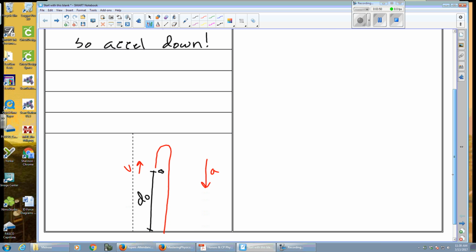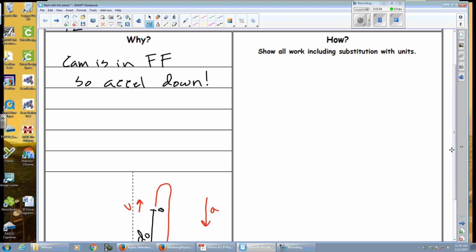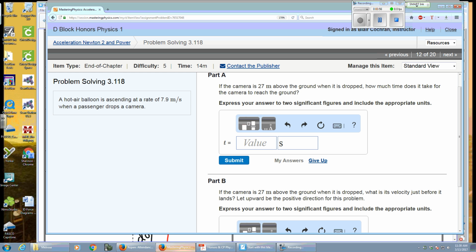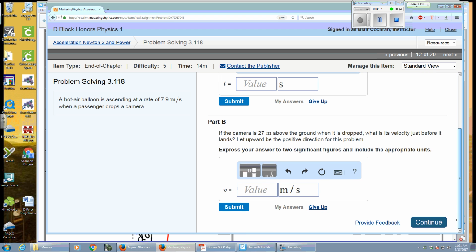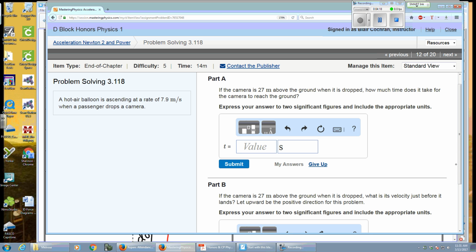So that's my little drawing. Let's see what I need to calculate. I did do parts A and B before. It's 27 meters above the ground. How much time does it take the camera to land? And what velocity does it have when it lands?